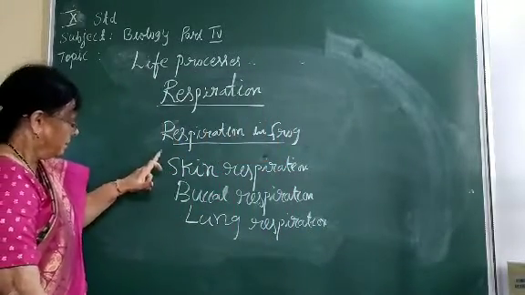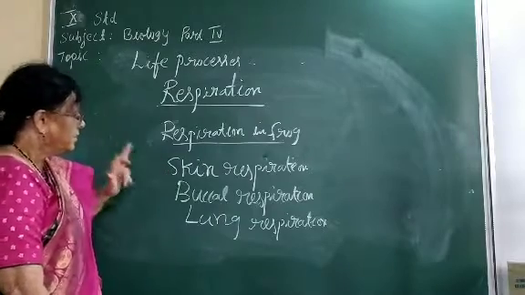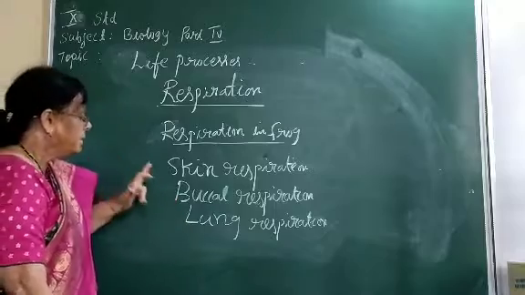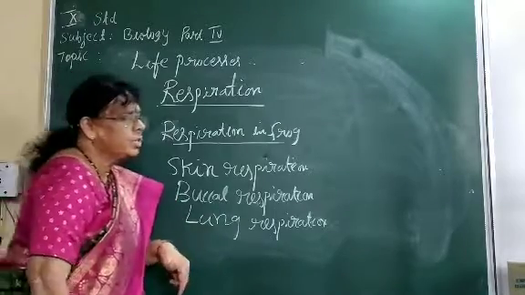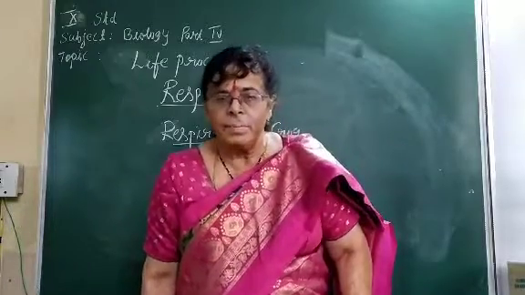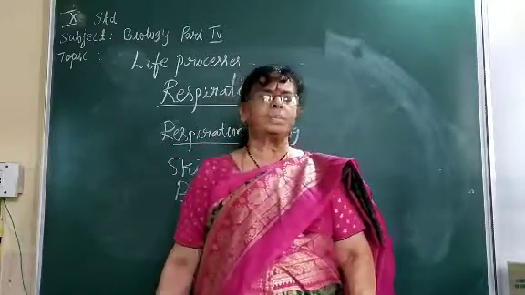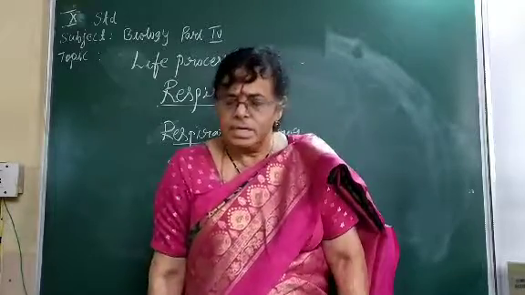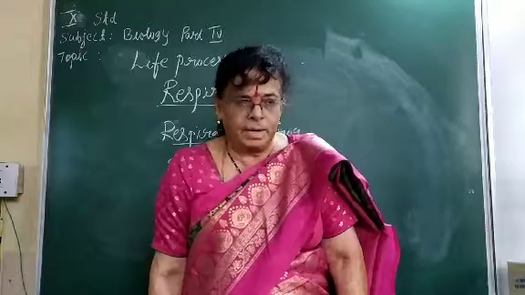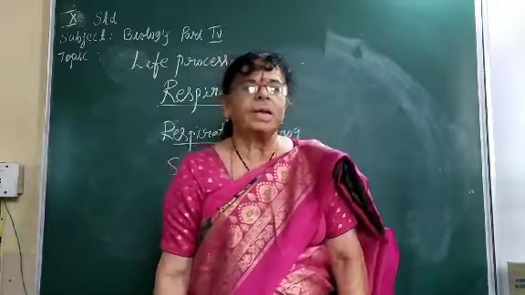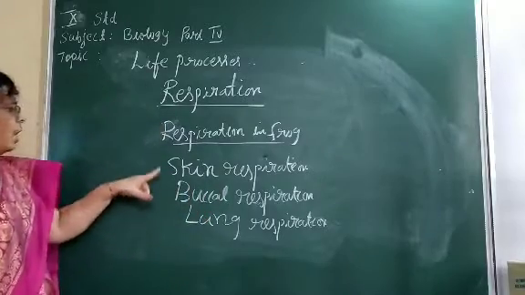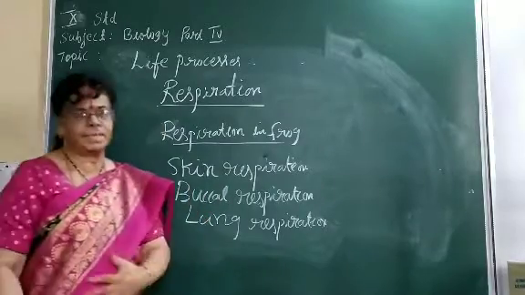So by breathing through the skin, through the buccal cavity, and through the lungs, the frog is going to get the oxygen that is required for its life. Suppose it was only lung respiration, it would not at all be possible to meet the life activities by getting the energy. So it is one adaptation for the frog to breathe through all these 3 ways.